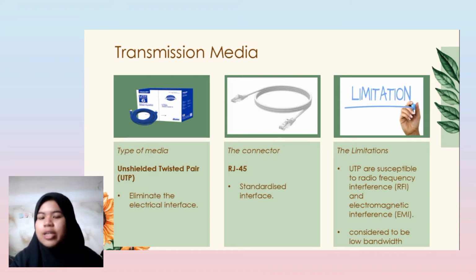And for the limitations, UTP is susceptible to radio frequency interference, RFI, and electromagnetic interference, EMI. Compared to other forms of cable, they are more prone to electronic noise and interference. Furthermore, it is considered to be low bandwidth as it supports 10 megabits per second up to a distance of 100 meters on 10BASE-T.